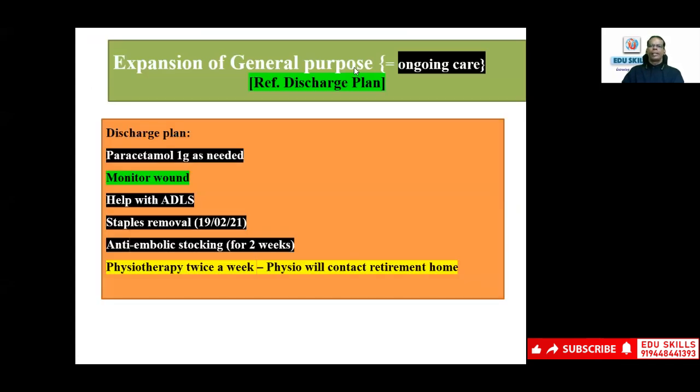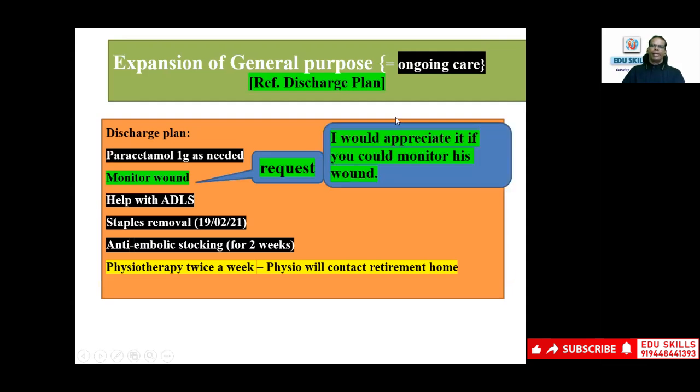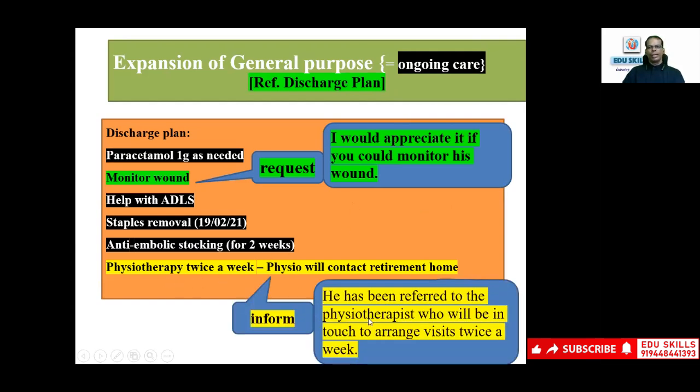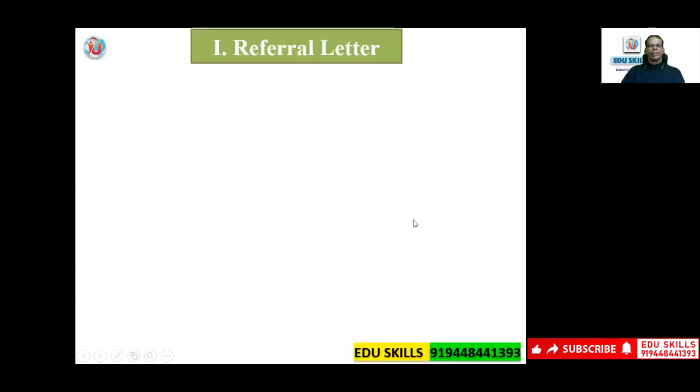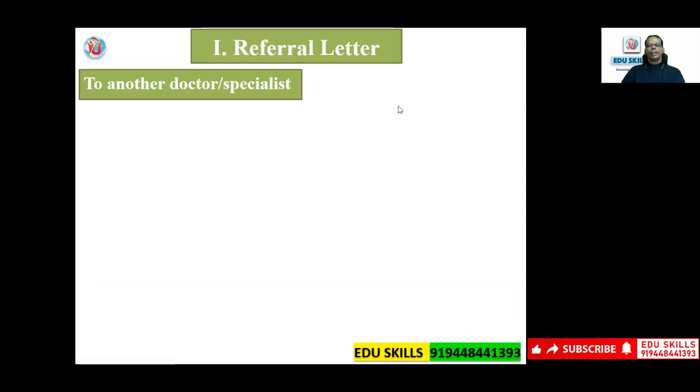Expansion of the general purpose is not very important, just to give you an idea: the purpose doesn't stop here. You can find the expansion details in the discharge plan. Request: I would appreciate it if you could monitor his wound, and so on. Informing: he has been referred to the physiotherapist who will be in touch to arrange visits twice a week. That's not very important, but I just want to give you an idea. The purpose doesn't stop with the introductory paragraph; the whole texture, taste, color, and idea of the general purpose will be expanded in the other paragraphs.